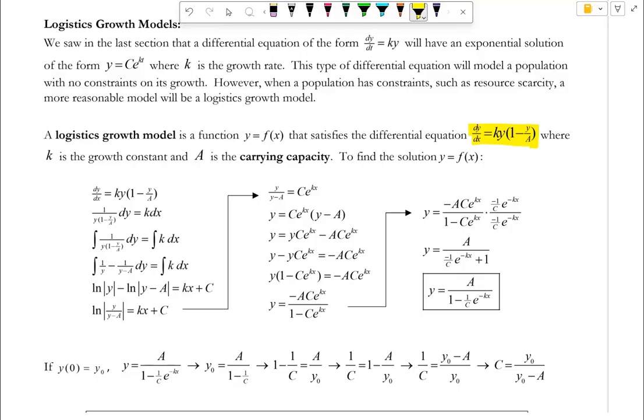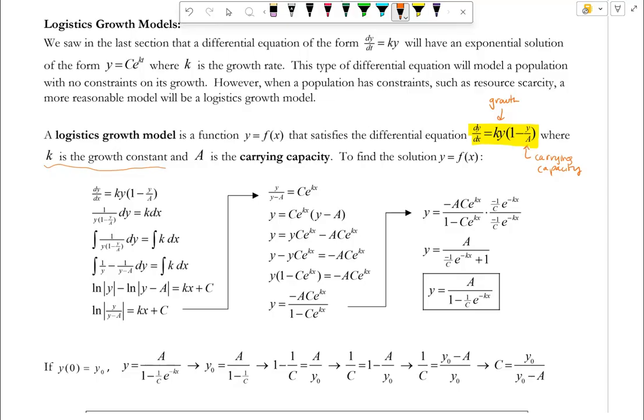And in this model, we're going to think of k as our growth constant. So that's like our growth factor or our growth constant there. And a is the carrying capacity. So we could think of the carrying capacity as really like the maximum, like where my growth or where my population has to top out.